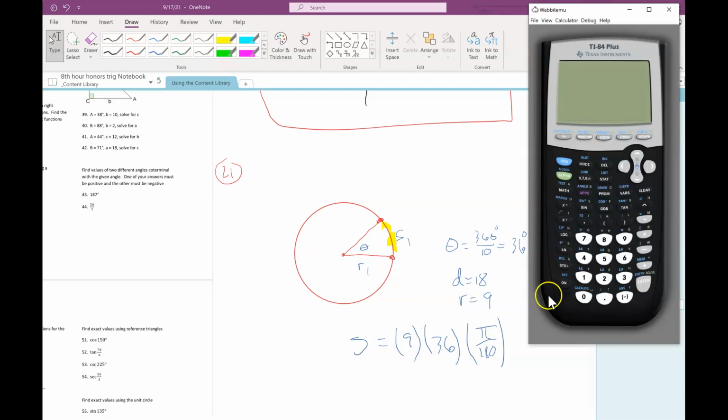Let's just double check on the calculator. So 18 pi, pi divided by 10. Okay, yep, that's the same number, I think. I've done this several times today.